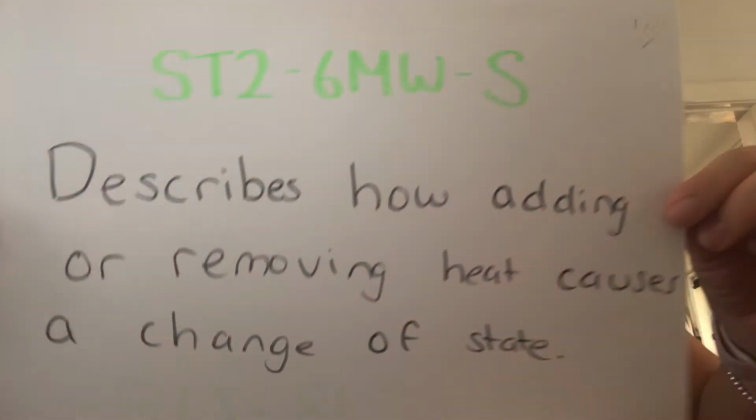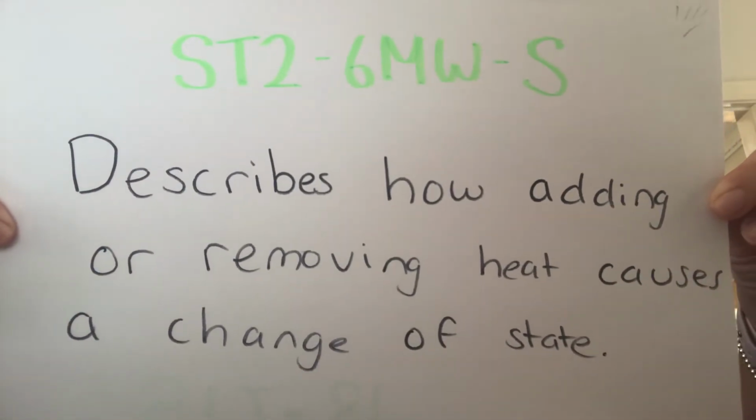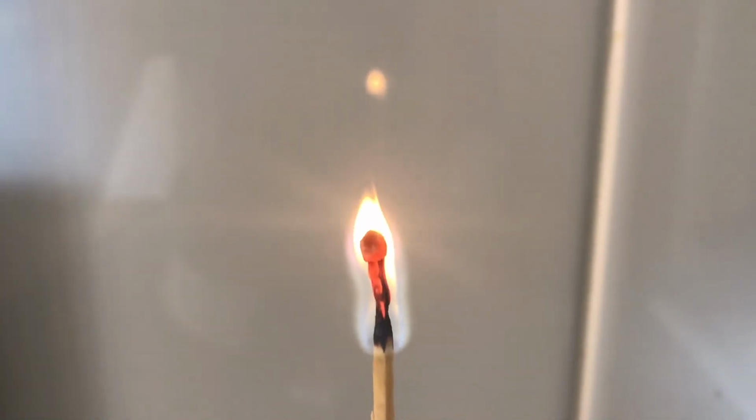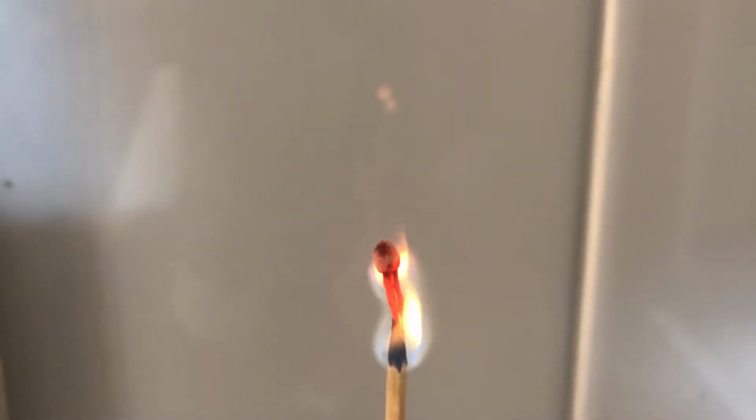Today's lesson will be on the Stage 2 Material World outcome on substances changing state. And it looks like this. We will be looking at the effect of heat on different substances.